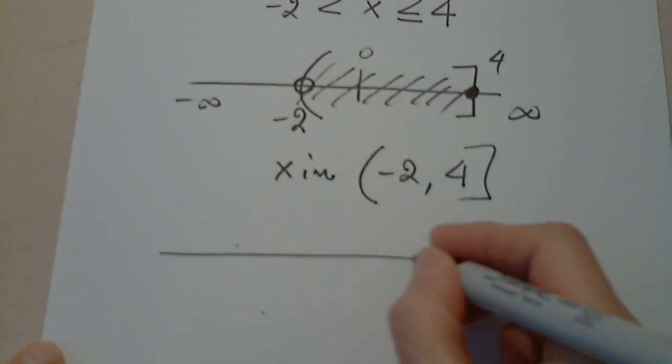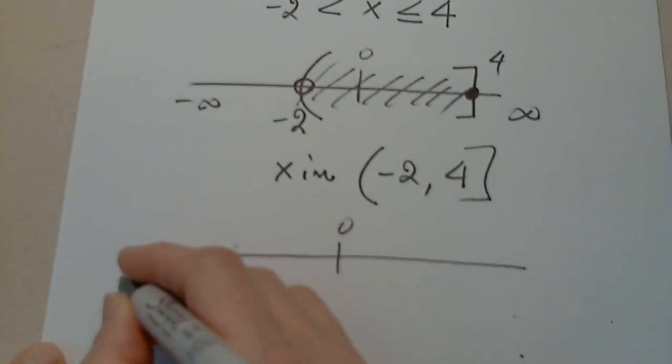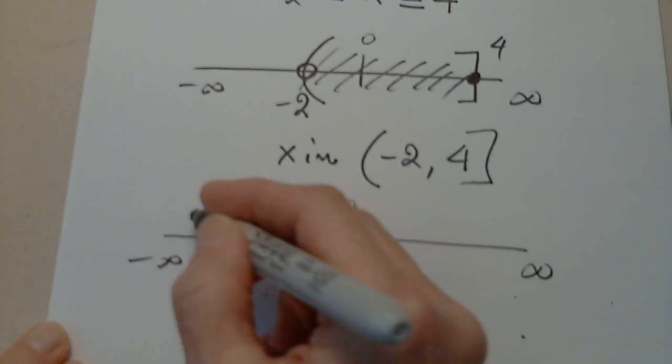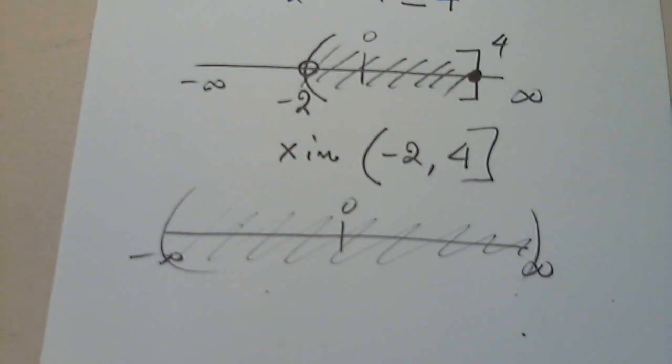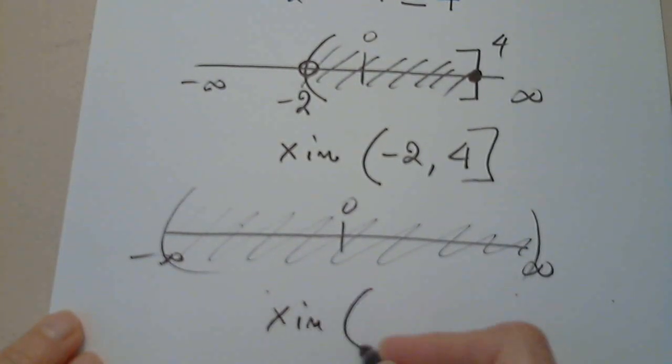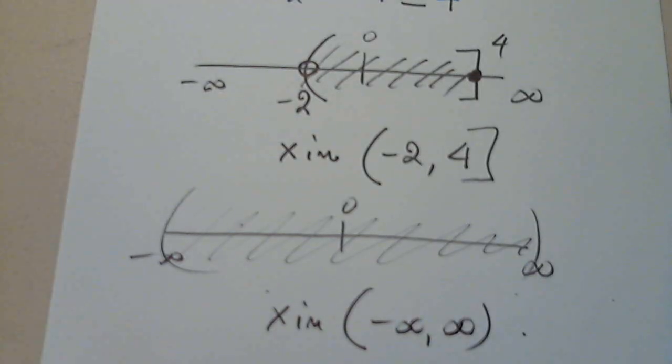What if I have something like this? How do I convert this into interval notation? Exactly what you see. X in the interval, negative infinity to infinity. The entire real line, the entire number line, if you want. Same thing.